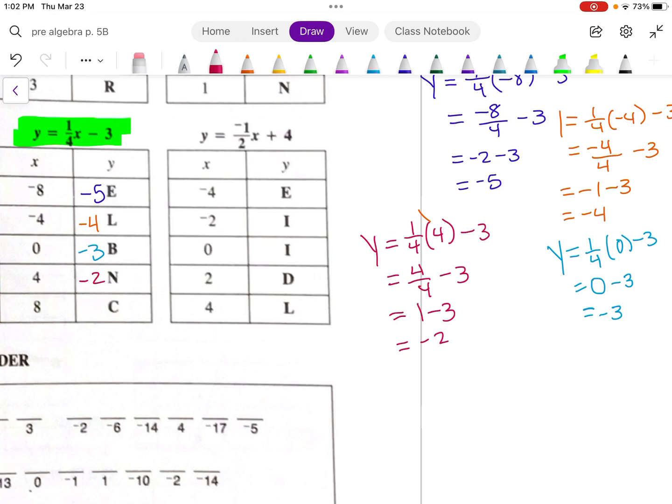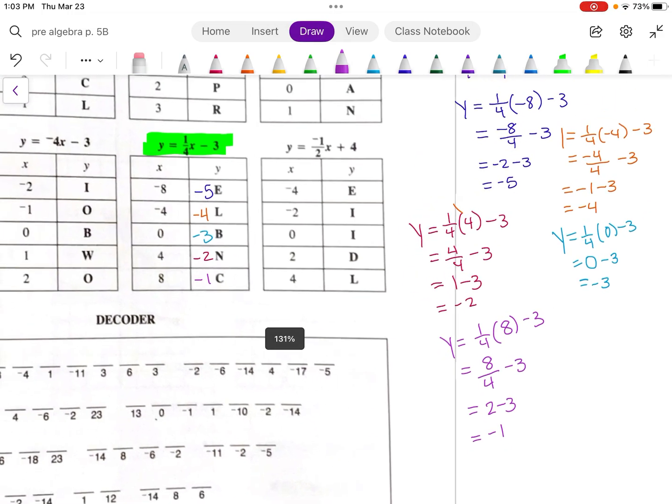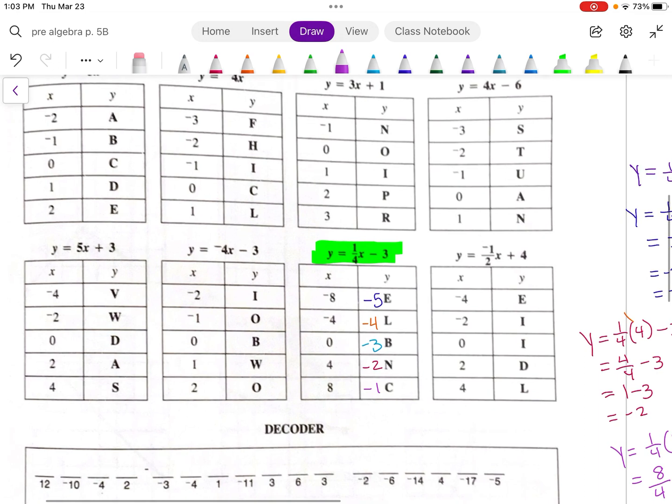Perfect. And last but not least, we have 8. Y equals 1/4 times 8 minus 3. This becomes 8 divided by 4. 8 divided by 4 is 2. 2 minus 3 is -1. When x is 8, y is -1. So that's all we're doing, is substituting x into the equation to figure out our y value.